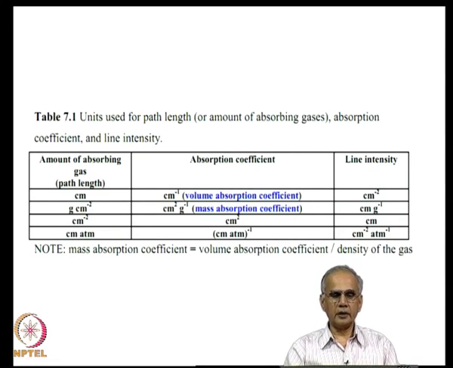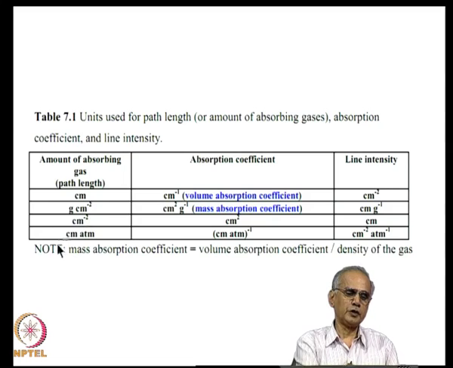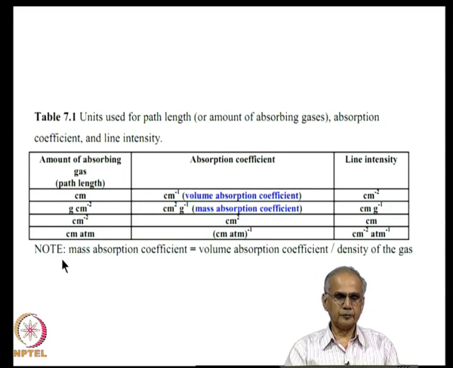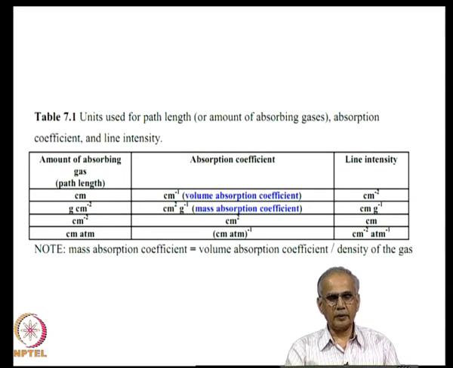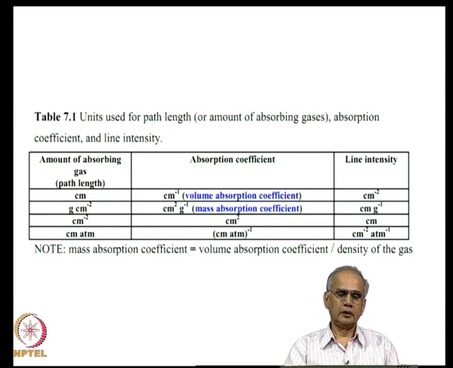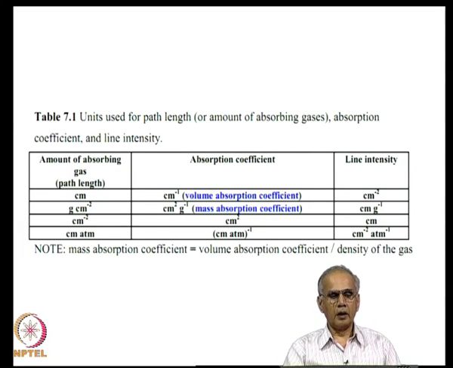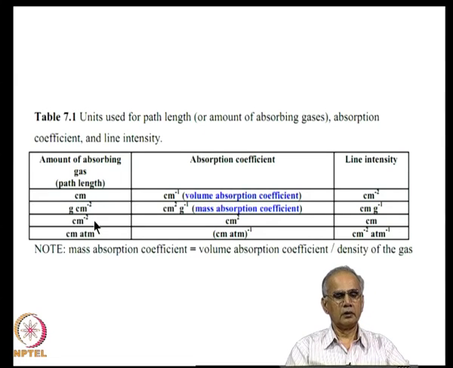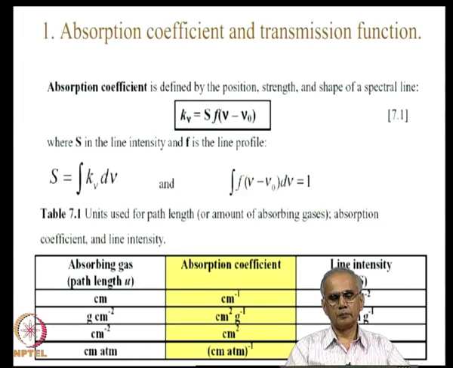The other method is centimeter atmosphere. It is called a pressure path length. You calculate the amount of absorber by looking at the amount of absorber that is present along a path per unit pressure. And so, these are common units used for the amount of absorber as well as absorption coefficient.